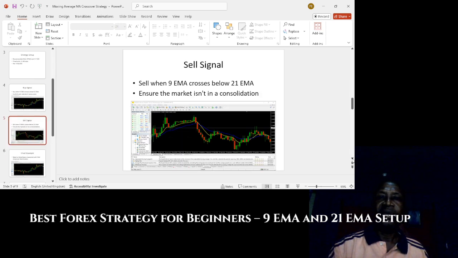Now, you have the sell signal. Conversely, a sell signal occurs when the 9 EMA crosses below the 21 EMA. This typically signals the start of a downtrend. You can see the downtrend is going down. This one crosses below the blue, and it signals the downtrend movement, selling. Always confirm with candlestick patterns or additional indicators to avoid false signals.